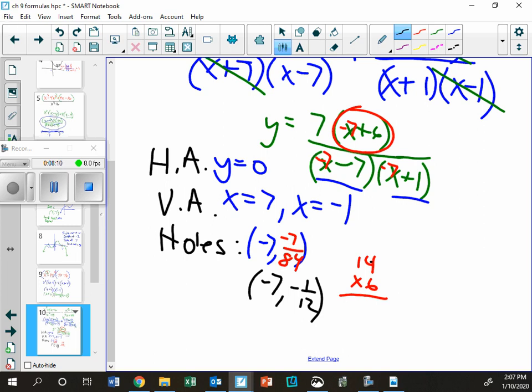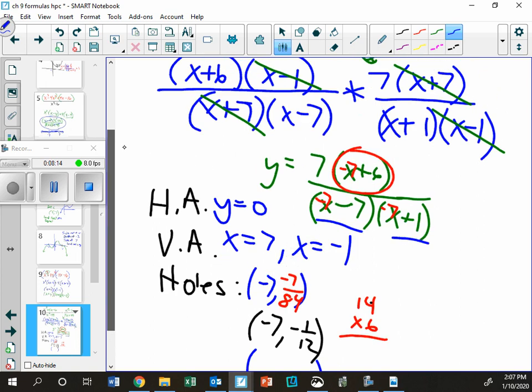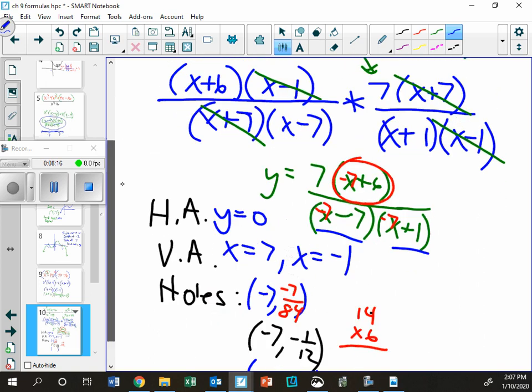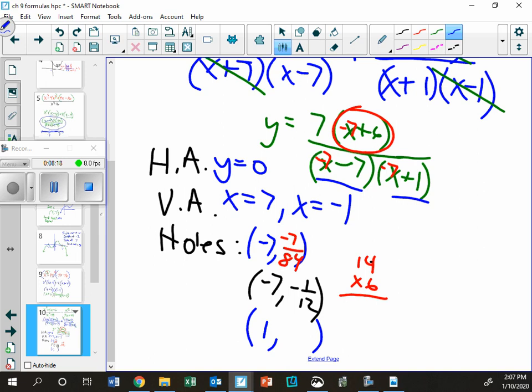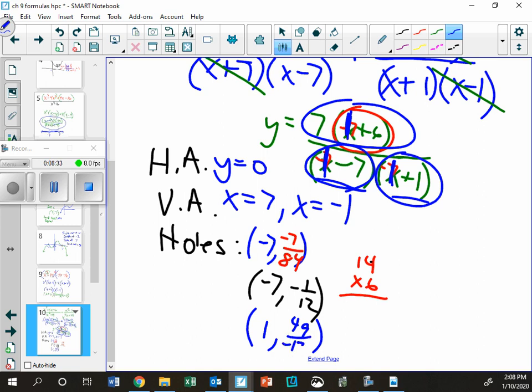All right, and how about this? Isn't there 2 more holes? No, there's 1 more hole. 1 more hole at 1. And I put a 1 here, and that should be easier. I put a 1 in here, and here, and here. And I have 49 on top. And on the bottom, I have negative 6 times 2, negative 12.